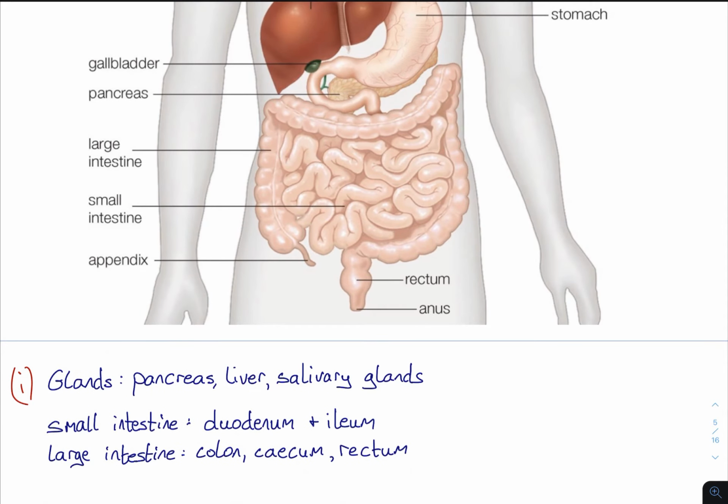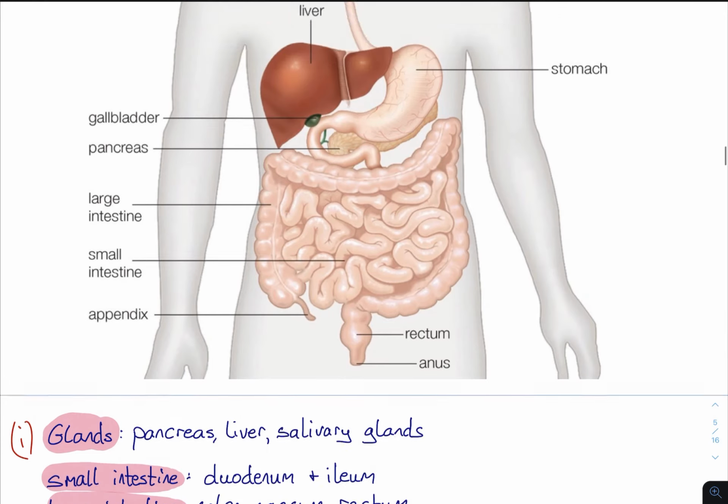So for the glands, everybody, there are 3 of them that I labelled: the pancreas, liver, and the salivary glands. For the small intestines, the duodenum and the ileum is sufficient. And then for the large intestine, the colon is obviously the main part where the reabsorption takes place. Okay, the cecum and the rectum are also parts. You could have used the appendix instead of the cecum, which is here. But the cecum was the first choice answer.